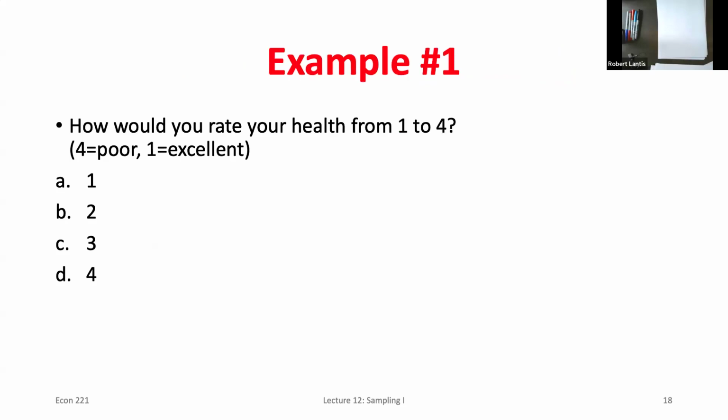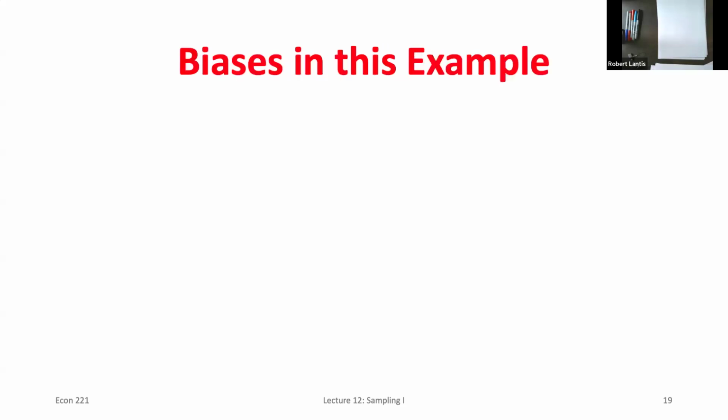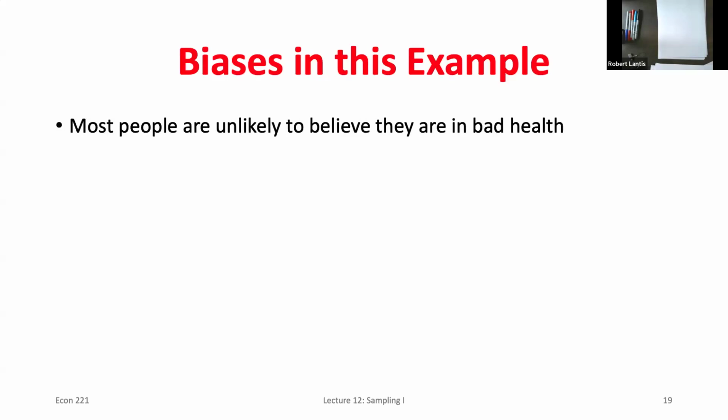So just some easy toy examples. If I asked everybody here, okay, rate your health from 1 to 4, I then collect all of the data from the class and say, okay, here's the mean, here's the variance. Why might I get a mean from that sample that doesn't match up with what the population mean would look like? Well, first of all, most people are unlikely to think they're in bad health.